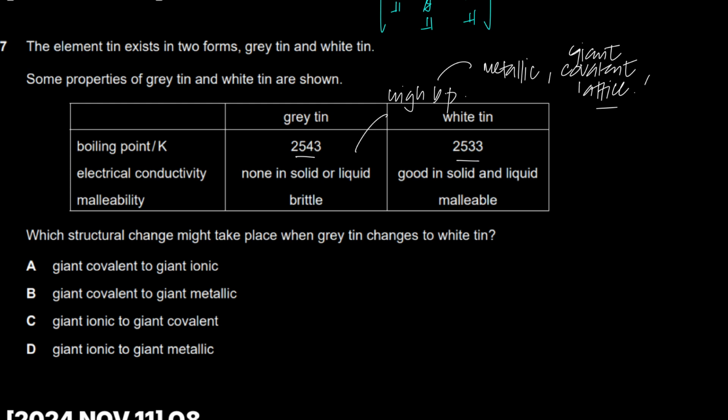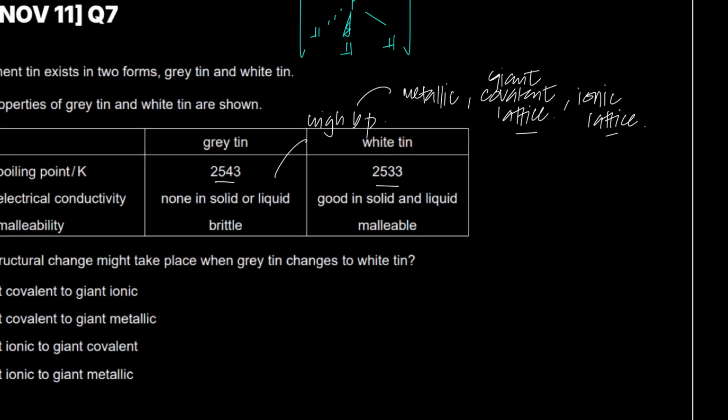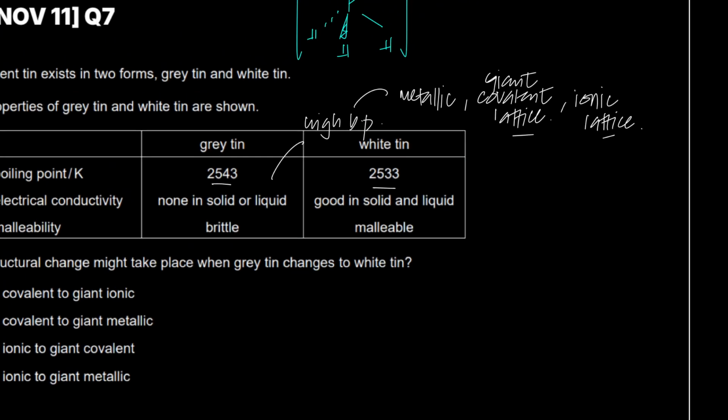So it can be a giant molecular lattice, and it can also be an ionic lattice, right? Because all three would usually have high boiling points and high melting points. Obviously, your simple molecular structures are not going to be a part of it. So whatever option contains simple molecular, we can automatically cross out.